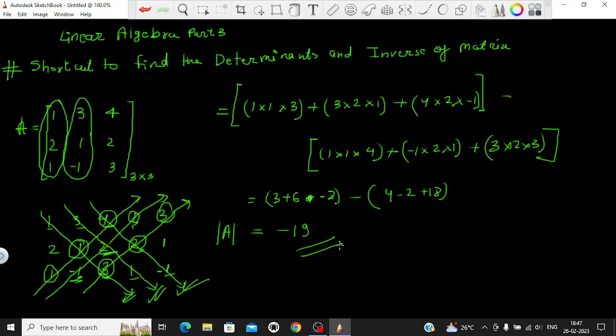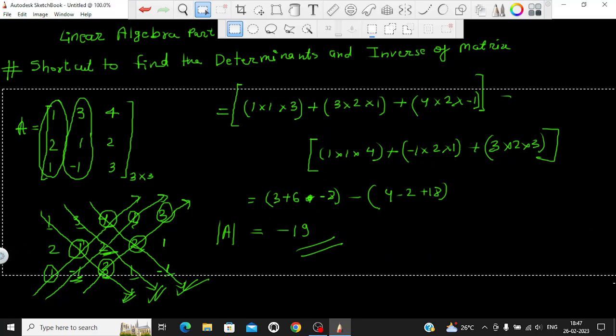Now we will see how to calculate inverse by the shortcut method.